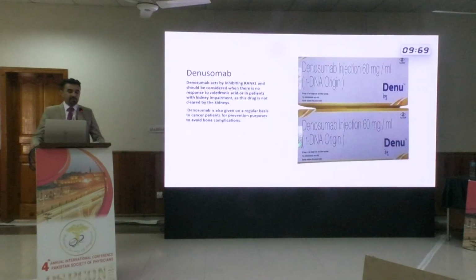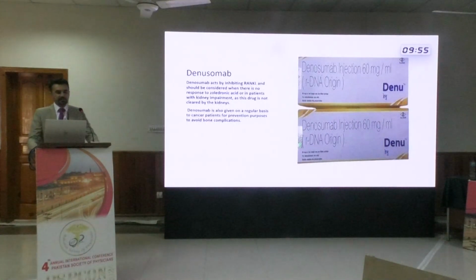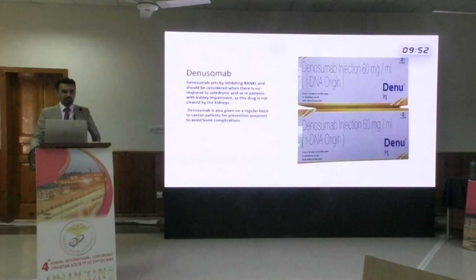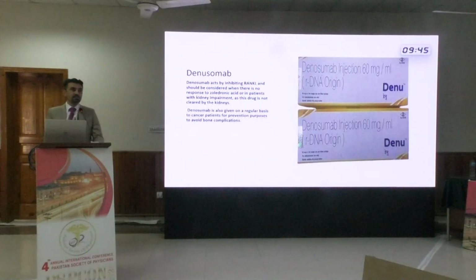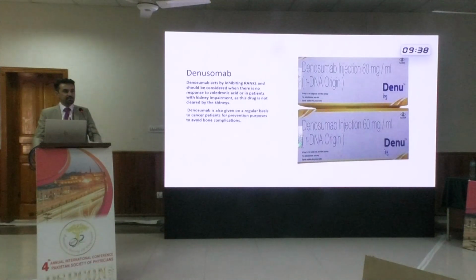If there is a contraindication to zoledronic acid, or the patient has renal failure, then you can give denosumab, which acts by inhibiting RANKL and should be considered when there is no response to zoledronic acid. If there is refractory hypercalcemia, where you have given zoledronic acid and it is not working, then you can give denosumab. It is also used on a regular basis in tumors like multiple myeloma.